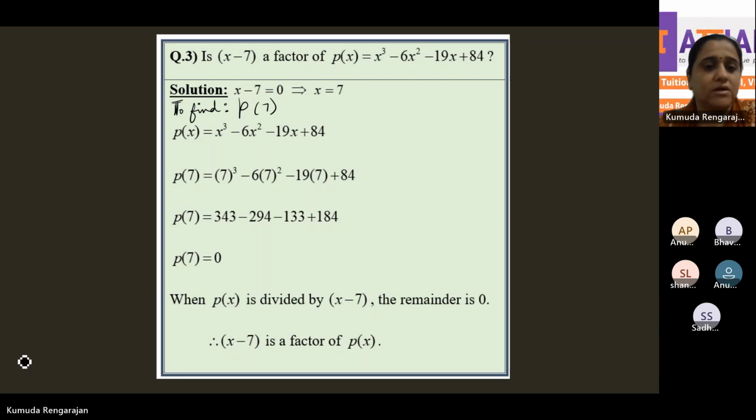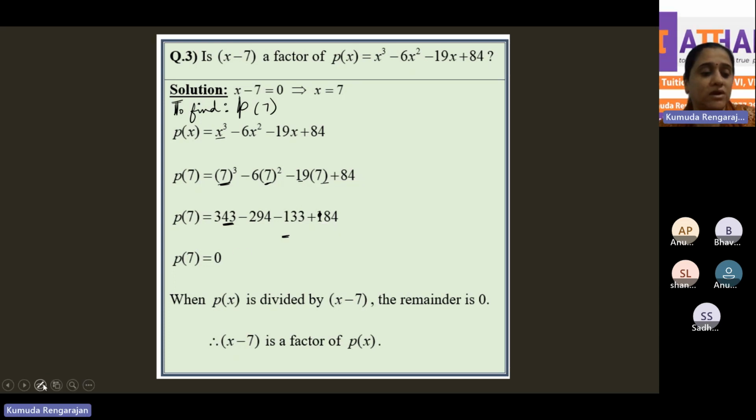Okay, so do we understand that we have to find P of 7? Okay, so I'm finding P of 7. P of 7 means substitute in P of x, wherever there is x, use 7. Okay, 7 cubed is 343. Here 7 square is 49. 49 into 6 is 294. 19 sevens are 133. Oh, this is a mistake. By mistake, I've typed 184.